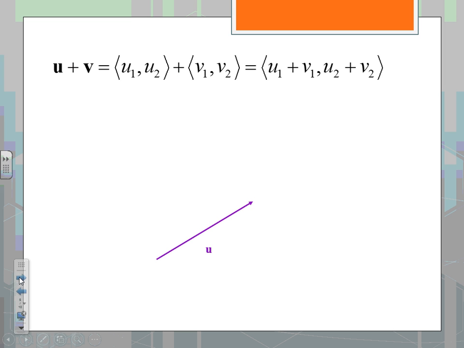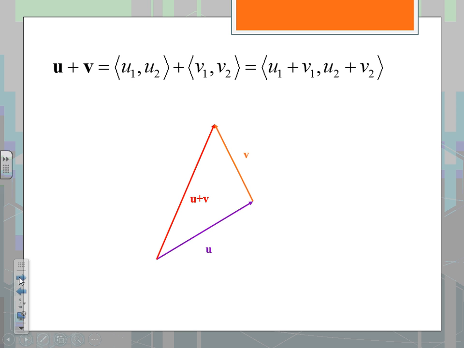So if we want to add two vectors, we can do so by adding the components. Pictorially, here is U, here is V, here is U plus V.